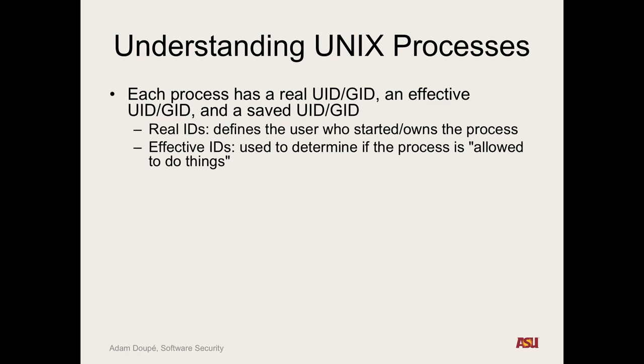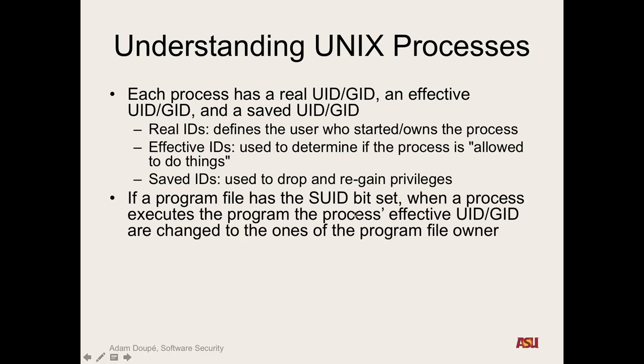So when we run chsh, what's our real user ID? Me. Yeah, that user. What's our effective user ID? We are effectively root. Exactly. Then the saved user ID comes into play if you want to try to drop and regain privileges. I'm not going to go over the details here. So this is where that setuid bit is set, so that when this program is executed, it executes as if it is that user.